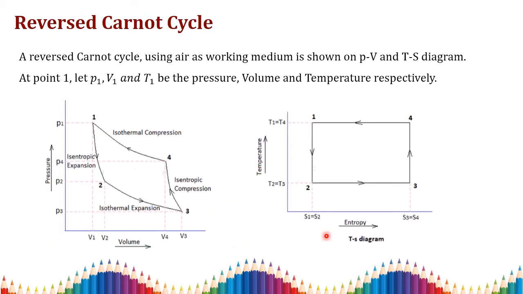Then we move on to the reversed Carnot cycle. This reversed Carnot cycle consists of again 2 isothermal processes and 2 isentropic processes, with 2 expansion and 2 compression processes. Here the cycle is reversed. Process 1 to 2 is isentropic expansion, 2 to 3 is isothermal expansion, and 3 to 4 is isentropic compression. Here the entropy is constant and heat transfer is 0. And 4 to 1 is isothermal compression. In the isothermal compression, the temperature is constant, T1 is equal to T4.